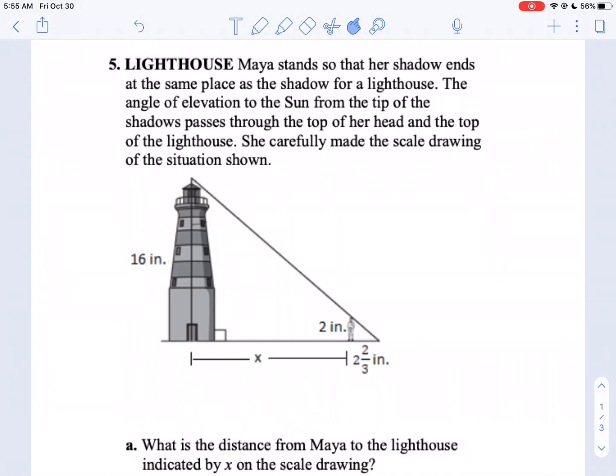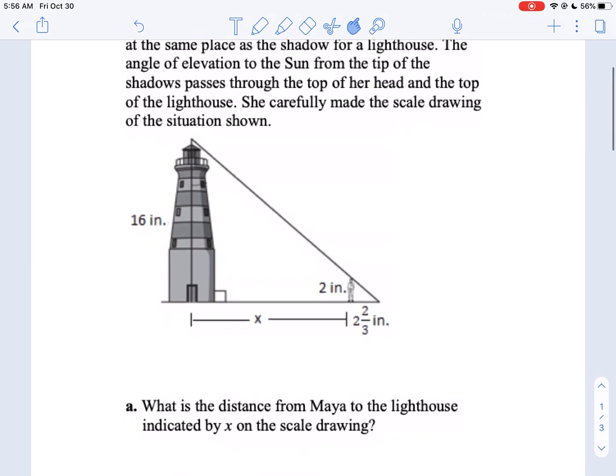Let's review your MT7 LT3 assignment, problem number 5. On this problem, it says Maya stands so that her shadow ends at the same place as the shadow for the lighthouse. The angle of elevation to the sun from the tip of the shadow passes through the top of her head and the top of the lighthouse, as shown in the picture. She carefully made the scale drawing of the situation shown.